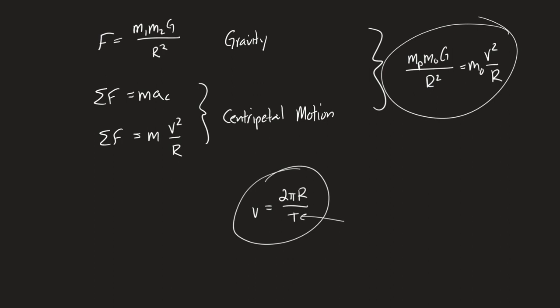For example, we just found that it's 7,900 meters per second for the shuttle to be in a low orbit. You should be able to figure out how long it takes to orbit. By tomorrow, please, try this.